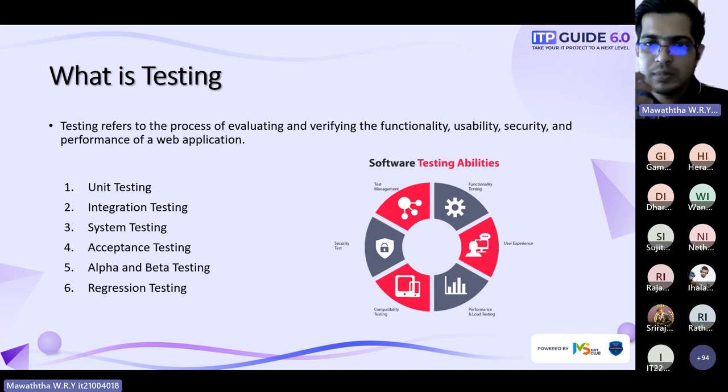So there are some testing types in the software testing section. As popular types, I can mention unit testing, integration testing, system testing, acceptance testing, alpha and beta testing, and also regression testing.